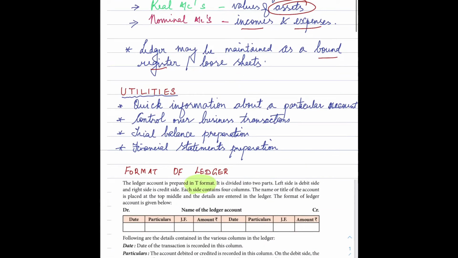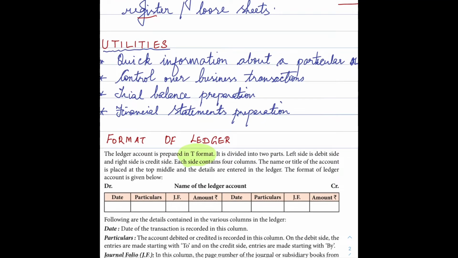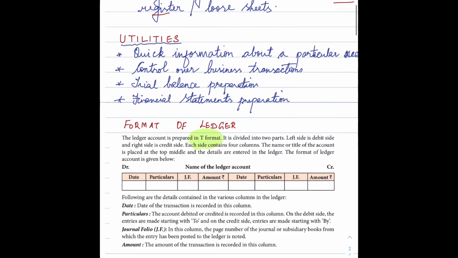Let us discuss the format of the ledger. Here you can see a T format is prepared. A T format is nothing but an account divided into two parts. You can see here date, particulars, LF, amount, on the debit side. And on the credit side again date, particulars, and then sorry, it's not LF, it's JF. Only for the journal you say LF; it is JF here. And then the amount.